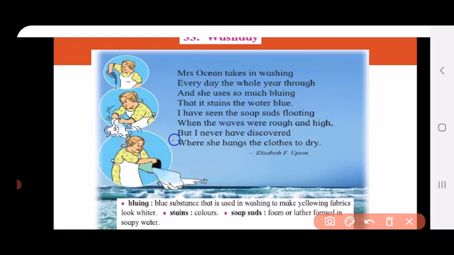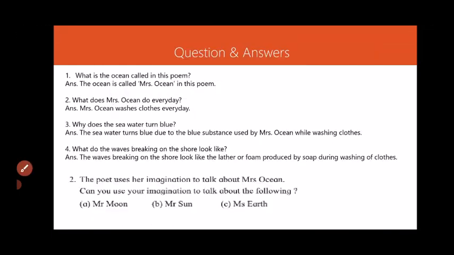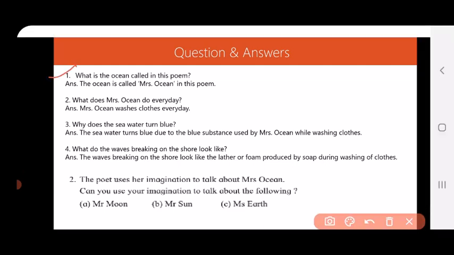Now let's do the question and answers from this poem. First question, what is the ocean called in this poem? Answer, the ocean is called Mrs. Ocean in this poem. Question 2. What does Mrs. Ocean do every day? Answer. Mrs. Ocean washes clothes every day.